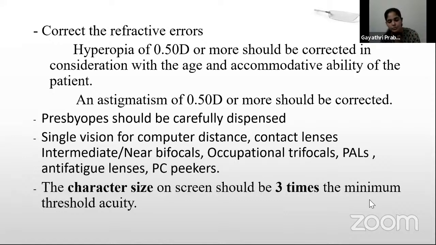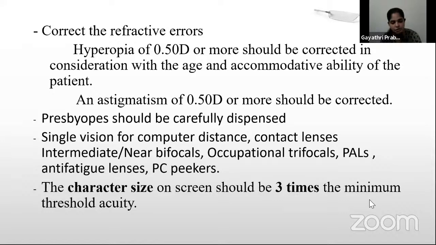Even an astigmatism of 0.5 diopters should be prescribed for the patient. With respect to presbyopia, again, they should be carefully dispensed. You need to take into account the distances at which they use. Earlier, the computers were fixed at say 50, 70 centimeters, and it was easy. Now, with the mobiles and tablets, it's more difficult because people keep varying the distances. So you need to check the common, normal range at which they use, and then dispense accordingly.